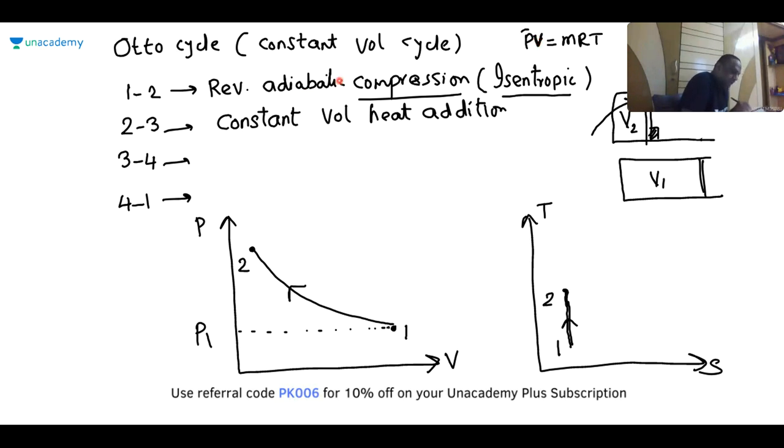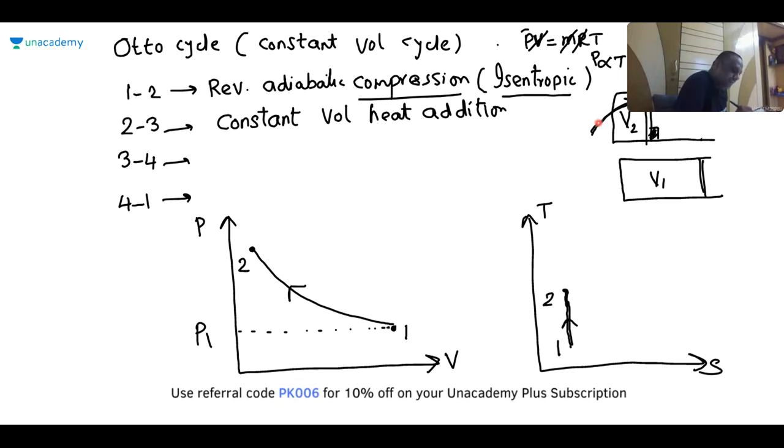Volume is constant, 2 to 3. Volume is constant, mass is constant because it is a fixed, closed system, and R is constant. Now observe here, volume is constant, so P is directly proportional to T. And you are supplying heat. When you supply heat, temperature increases. When the temperature increases, pressure also increases. Therefore, when you supply heat from 2 to 3, what will happen? Apply stops. When you fix these stops, this piston cannot move. When it cannot move, it is a constant volume process.